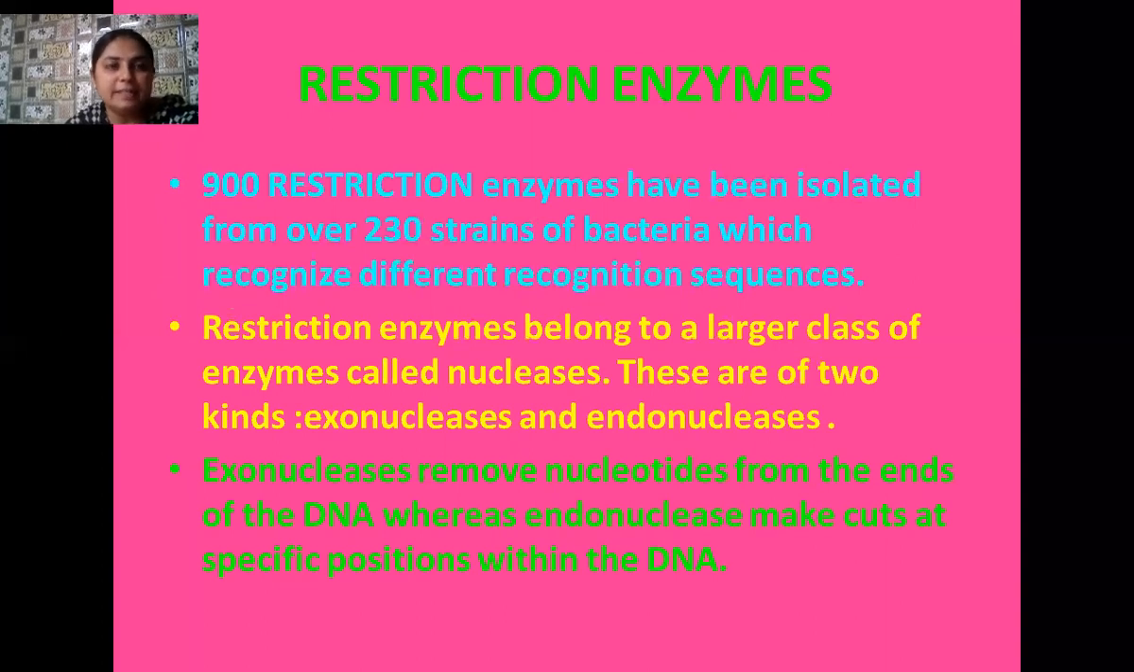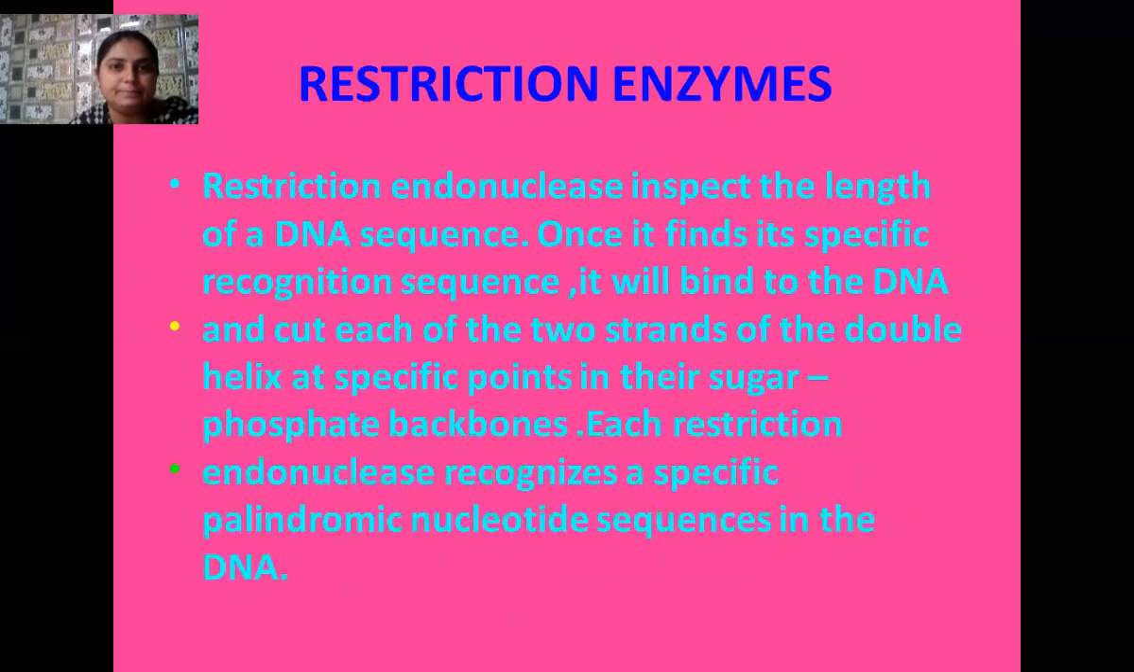Exonucleases are enzymes which remove nucleotides from the ends of the DNA. That is, they do their cutting of the DNA at the terminal position, at the ends. Whereas restriction endonucleases have a specific mode of action. They cut the DNA from within, at a specific position within the DNA segment. At that specific position, some specific kind of base sequences are present, and these are the recognition sequences, or you can say the palindromic sequences.